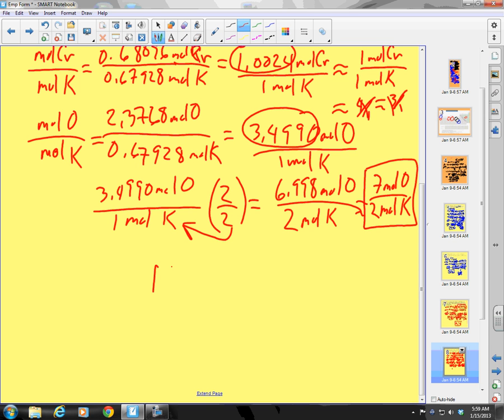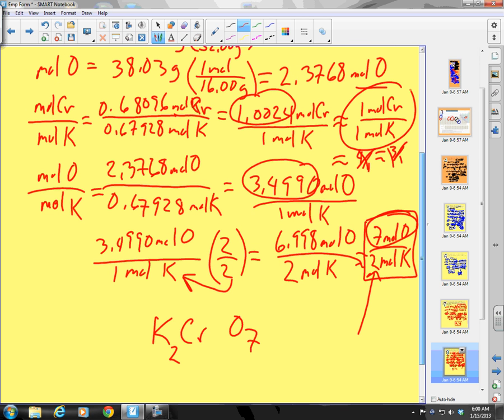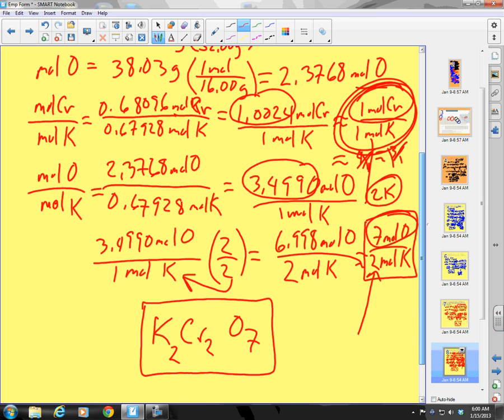So I have K, Cr, and O, right? Now, how many moles of K do I have? 2. How many moles of O do I have? 7. Now, Cr, well, what's my ratio up here? My ratio is a 1 to 1, but do I have 1 mole of K? No, I have 2 moles of K. So if I have 2 moles of K, how many moles of Cr do I have? I have 2. So it's K2Cr2O7 is my empirical formula. Make sense, ladies and gentlemen?